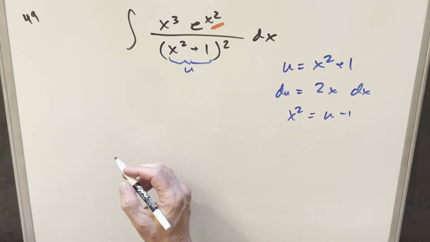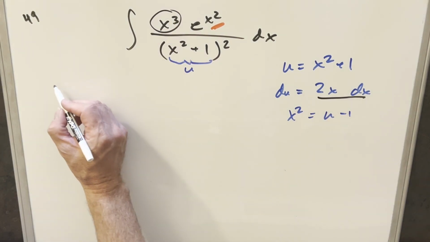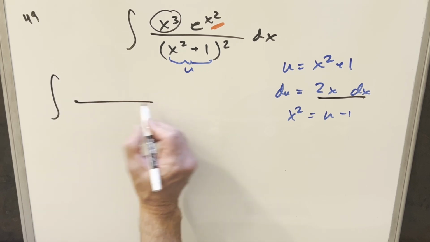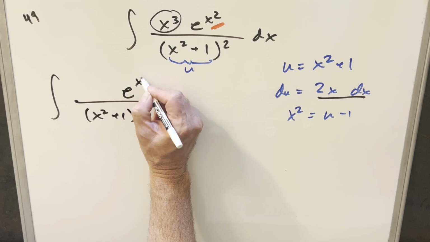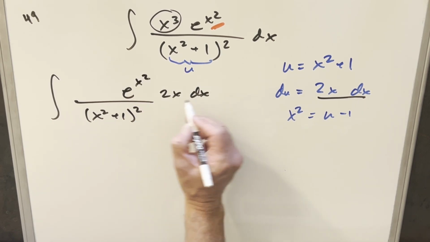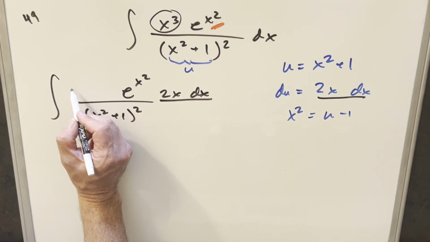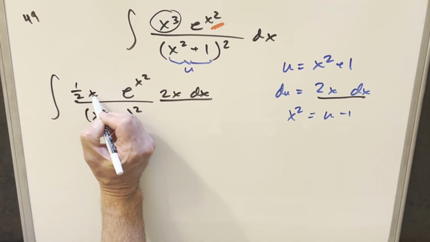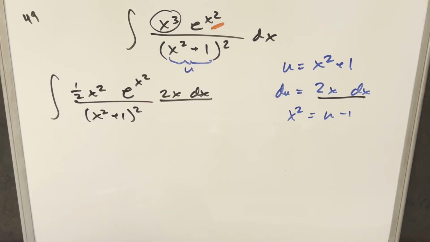And then before we substitute, we have this x cubed here. I want to create our du, so I'm just going to do a quick rewrite. We'll leave the denominator the same, x squared plus 1 squared. I'm going to create a 2x dx, so we have our du at the end. But so I don't change it, I can write x cubed as 1/2 x squared times 2x, since if you multiply half x squared times 2x, you get back x cubed.